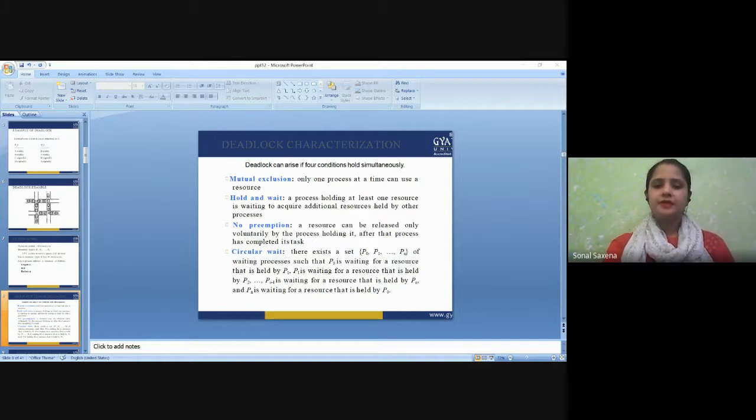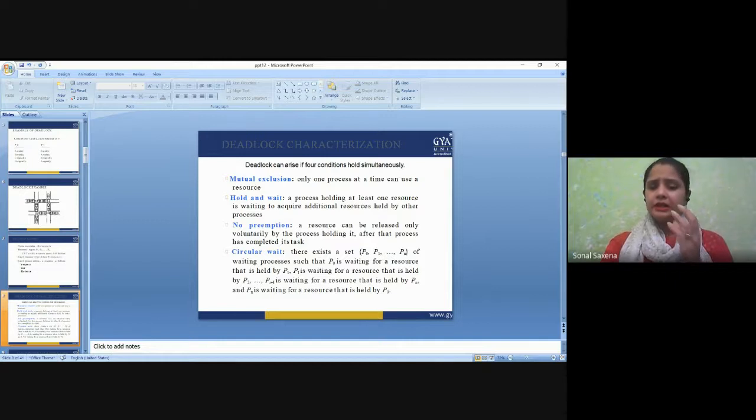Then the next condition is called circular wait. Now, what is circular wait? Basically, see, it imposes a total ordering of all resource types. Circular wait also requires that every process requests resources in increasing order of enumeration. Right.